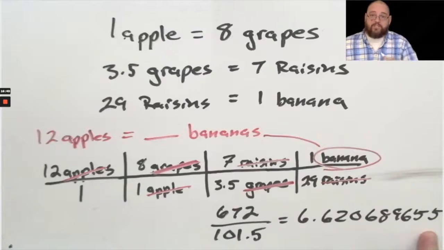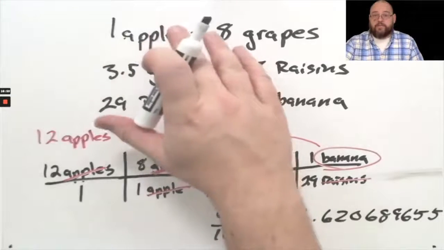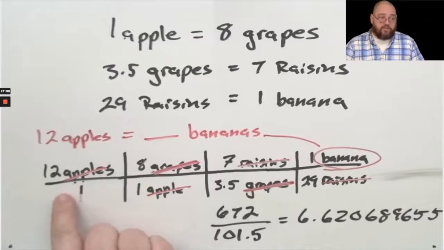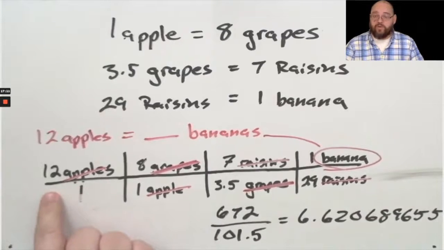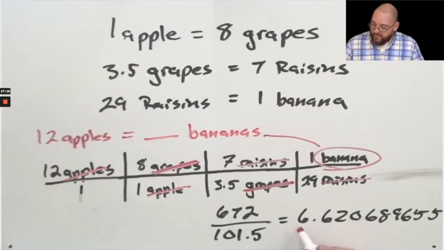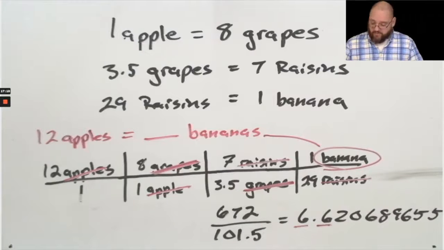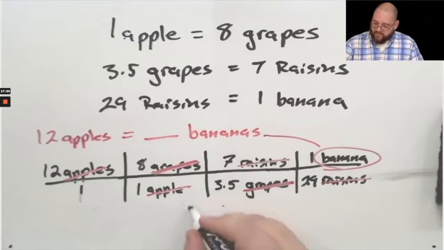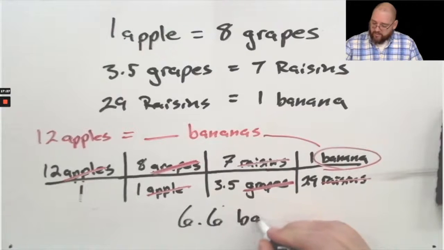But remember what we talked about a couple lessons ago, significant figures. Now, conversion factors are considered constants or multipliers. So they have an infinite number of significant figures, so we don't worry about their significant figures. The only number that matters for significant figures is the measurement we started with. All right, so 12 apples. This has 2 significant figures, so my answer can only have 2 significant figures. So the correct answer that we should write down is 6.6 bananas.